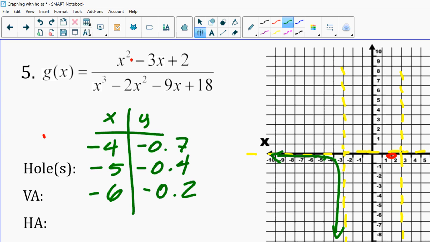Listen, our time's going to run out. You don't have to pick 2 numbers there because you've already got 1. You've already got the hole. And then pick 3 numbers over here. You have the table on your calculator, so you can do that.